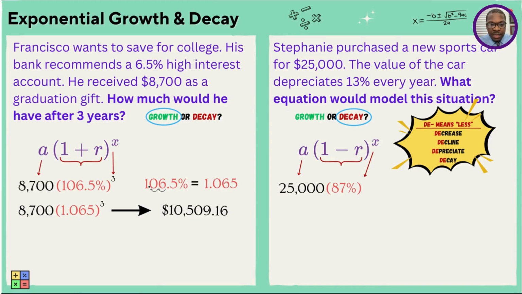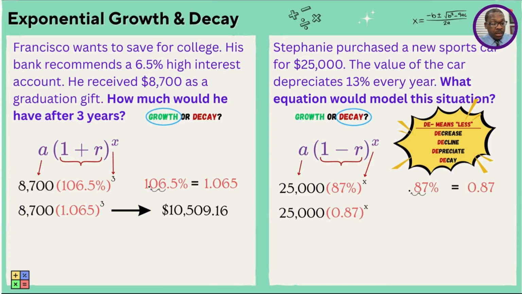And how much time did they give us? They didn't give us any time. So we're just going to leave it as X. But we still need to make sure we turn our percentages into decimals. So we have 87%. Let's turn that into a decimal, which is 0.87. Okay, we always move our decimal point 2 spaces to the left. All right, let's put it in. 25,000 times 0.87 to the X power, because they didn't give us any time. That would be the equation that models this situation.